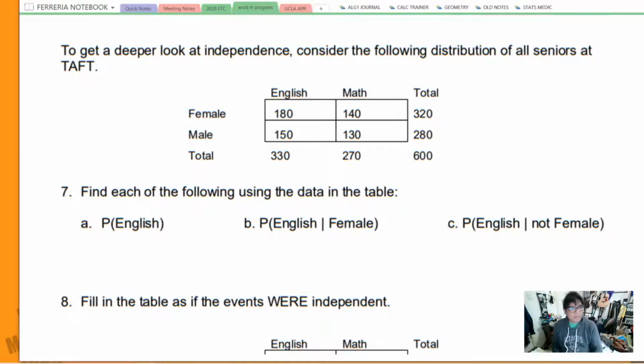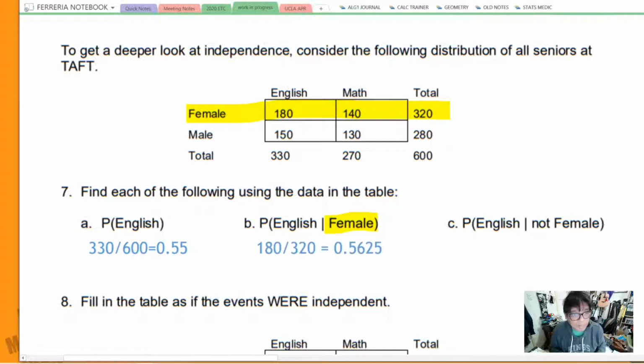We'll do the probability of English. That's equal to 330 out of 600, which is 55%. What about the probability of English given female? So we're only looking at the female line, and that's going to be 180 out of 320, or about 56%. So we're already saying that they're not independent. But we might as well look at the male line, which is not female. So let's look at the not female line.